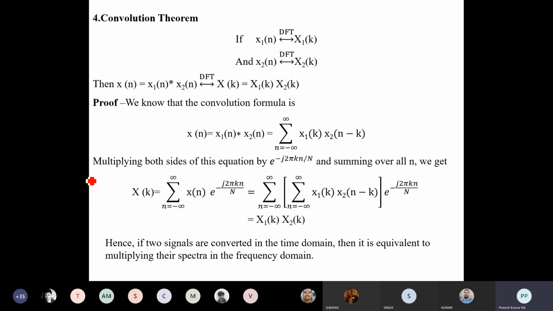The next property is the convolution property. Suppose two signals are there, x1 whose DFT is x1 of k, and x2 whose DFT is x2 of k. Then the circular convolution of the two signals will be represented by x1 of n star x2 of n. So this is called circular convolution of two signals. If we need to find the convolution of x1 and x2, it will be represented by x1 of n star x2 of n. This star shows the convolution.